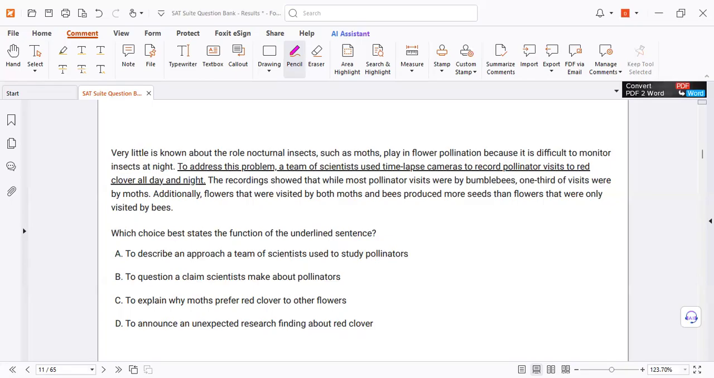The answer is A. And letter A, good job. Remember something. He said here to describe an approach. Approach means the way it is used. What is the way? To address it. To address it means to solve this problem. That's correct.